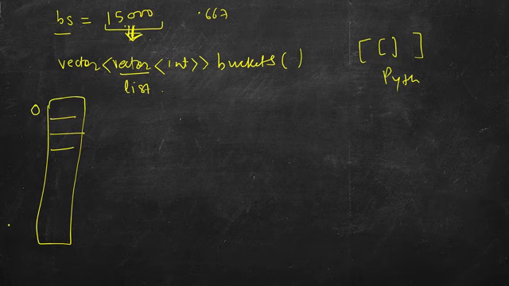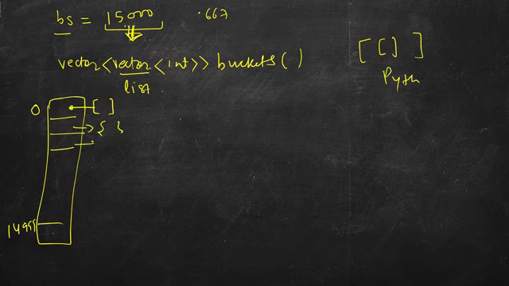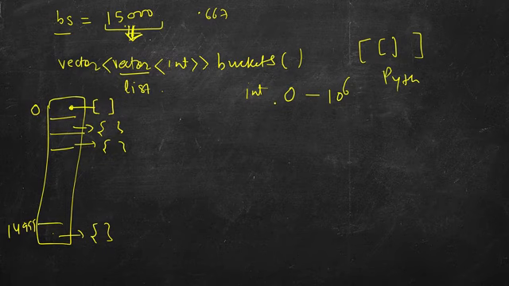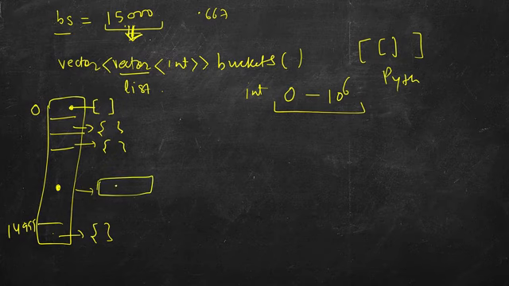So its indices are from 0 to 14999, and each of them is a vector in itself. These are all empty initially. So whenever we insert, our input is already an integer in the range 0 to 10 to the power 6. So we just take modulo by this value, the bucket size. So it will map to one of these, and we will check whether it exists in it or not. So this add operation will depend on the size of the chain.